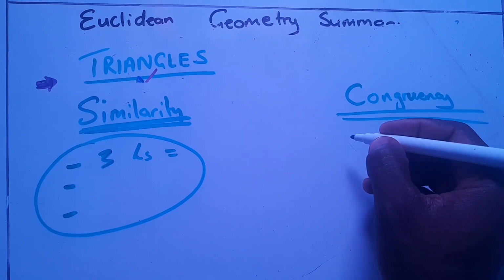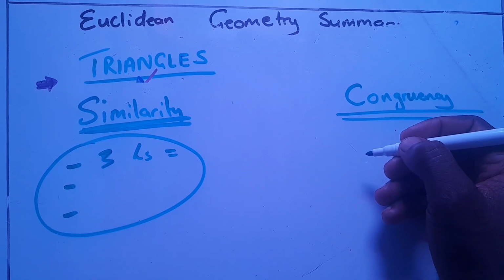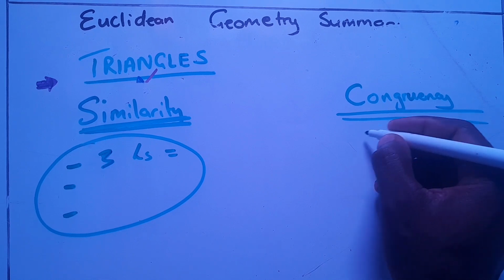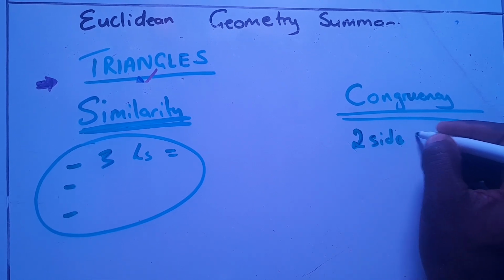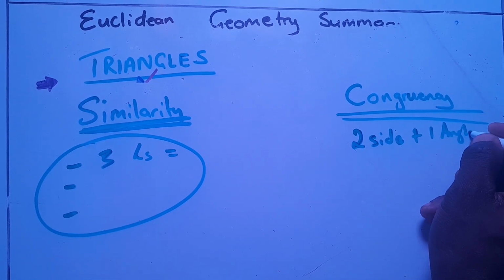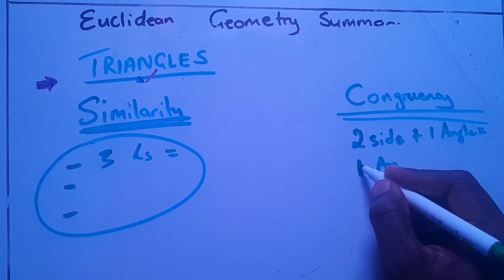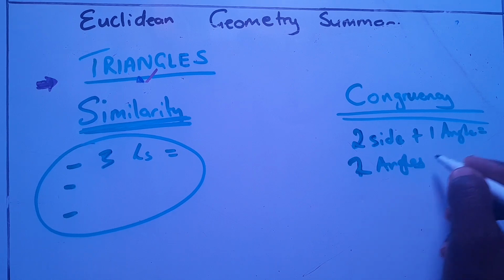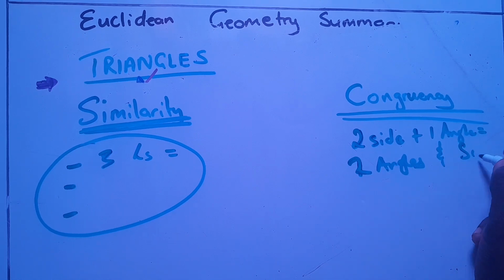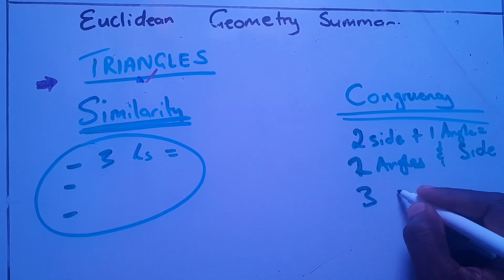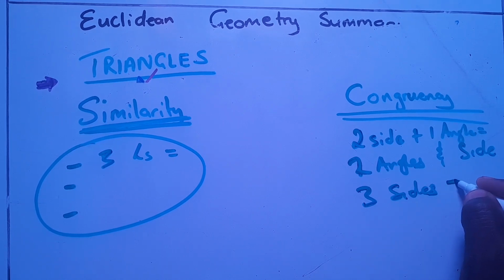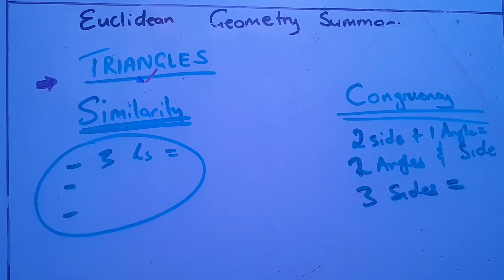The similarity. And then in congruency, if you want to prove that triangles are congruent, we either prove that two sides plus one angle are equal, or we can prove two angles and a side, or we can rather prove that three sides are equal, right? And if we talk about three angles, then it will be similarity, right? So we don't talk about that when you're dealing with congruency, right?